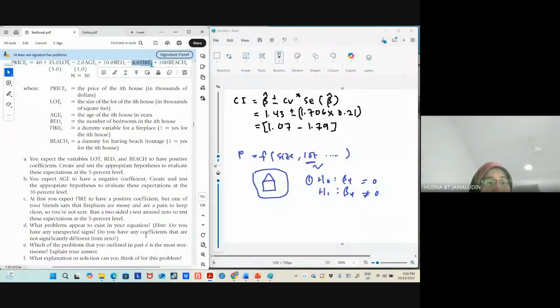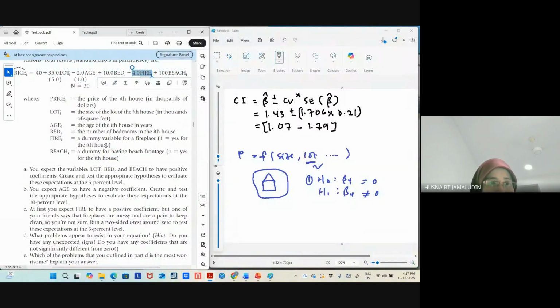And then, do you have any coefficient that is not significantly different from 0? What does it mean? It means that when you test the variable, is there any variable that is not statistically significant? Okay, in step number 5, when you make a decision, you want to reject the H0. So in this case, is there any variable that you cannot reject the H0?